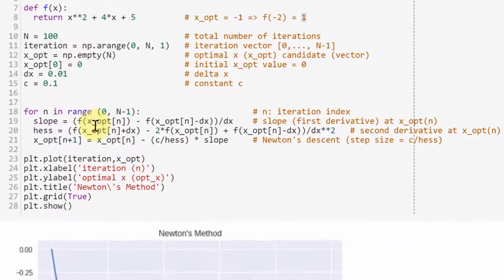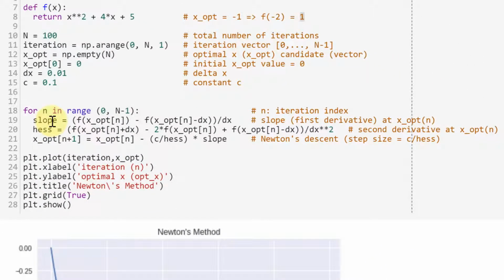Now we have a for loop. Lowercase n is the iteration index. And here we have slope. This slope is the same as the slope we saw in the gradient descent method.